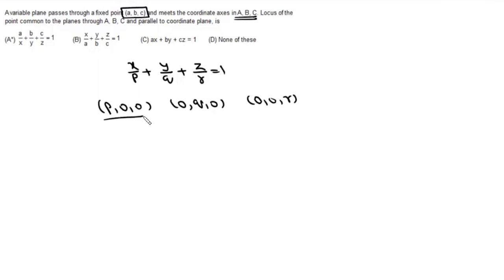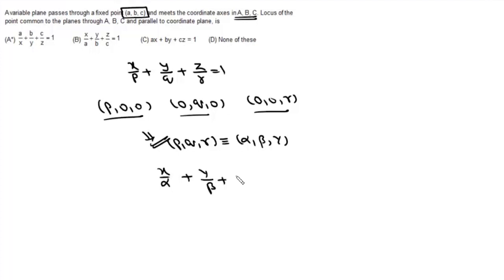Now if we draw parallel planes through these points, then their point of intersection will be simply P, Q and R. And we need to find the locus of this point. Now since it is a locus problem, we'll take this as alpha, beta and gamma. So the equation of this plane will be x upon alpha plus y upon beta plus z upon gamma equals 1.